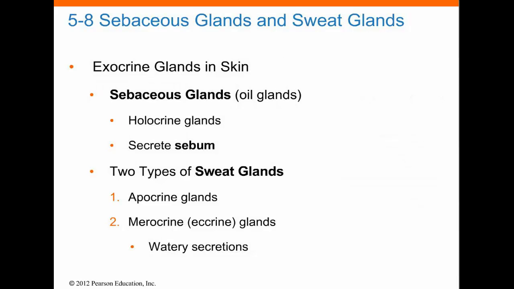Exocrine, so exo meaning outwards, so exocrine glands secrete fluids, body secretions, to the external environment, onto the surface of the skin. So sebaceous glands, oil glands, are holocrine glands, and they secrete sebum. There are two types of sweat glands, the apocrine glands and the merocrine glands, and they secrete watery secretions.